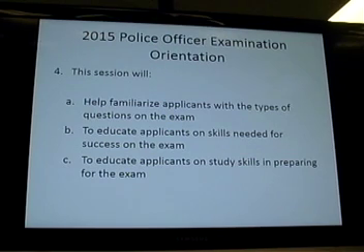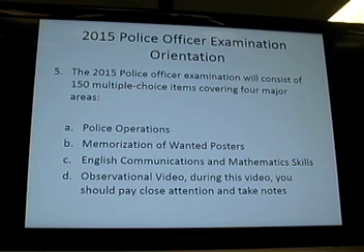This session will help familiarize applicants with the types of questions on the exam, to educate applicants on the skills needed for success on the exam, and to educate applicants on study skills in preparing for the exam. The 2015 police officer examination will consist of 150 multiple choice items covering 4 major areas: police operations, memorization of wanted posters, English communication and mathematical skills.